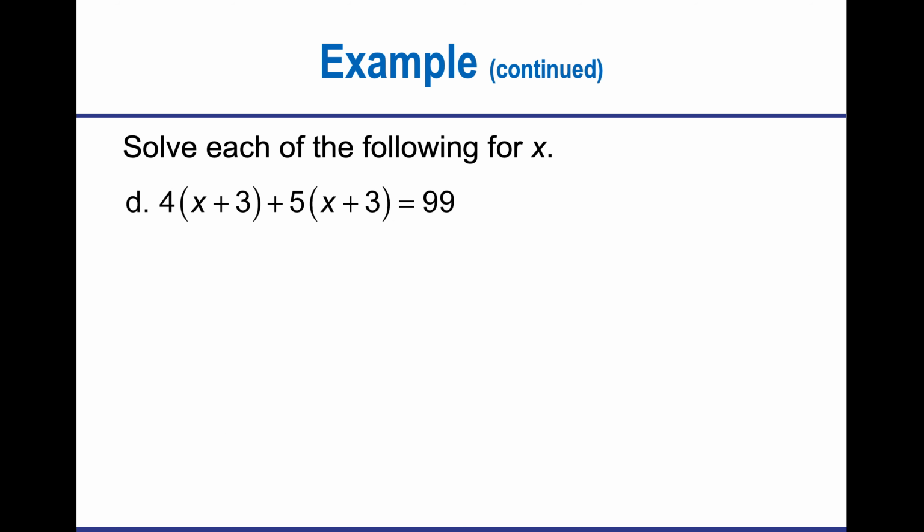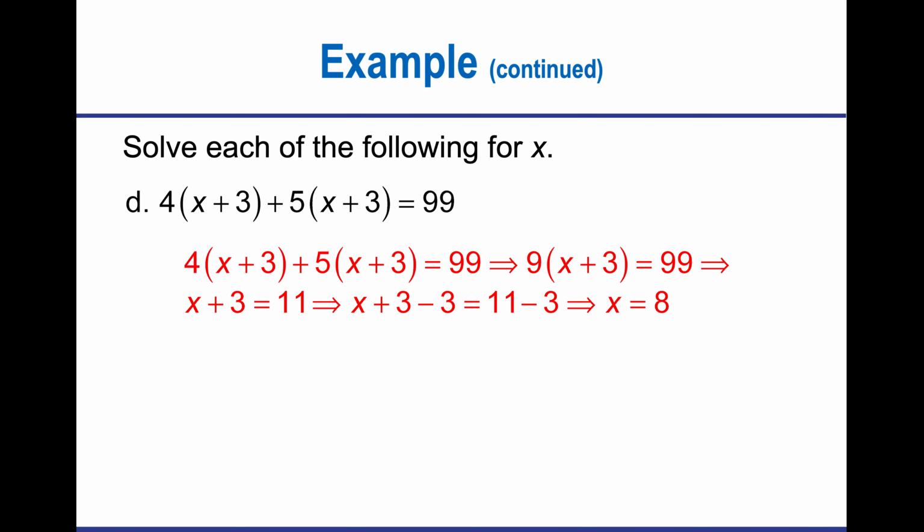This equation is a little bit trickier, so we're going to go through this one step by step. The first thing we have to realize is that when a number is in front of the parentheses, that's going to be the distributive property. So I'm going to have to do 4 times x and 4 times 3. So I'm going to get 4x plus 12. Then I'm going to do 5 times x, 5 times 3, and that's going to be 5x plus 15.